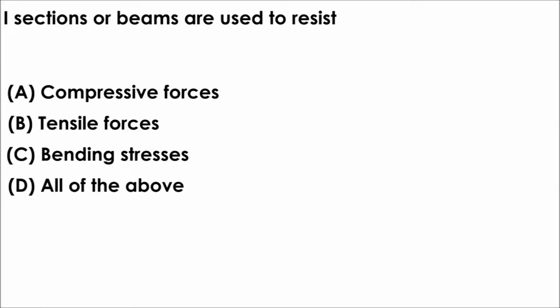Question number 4. I sections or beams are used to resist: option A, compressive forces. Option B, tensile forces. Option C, bending stresses. Option D, all of the above. The correct answer is option D, all of the above. I sections or beams are used to resist compressive forces, tensile forces as well as bending stresses.